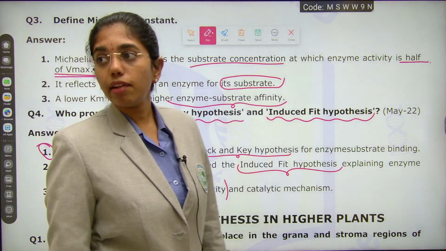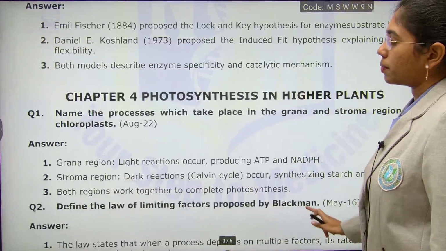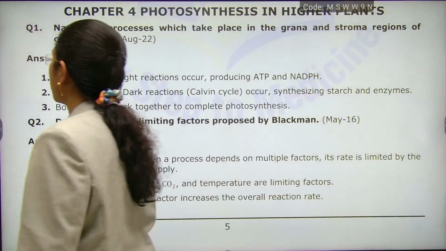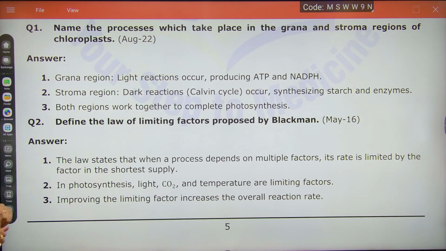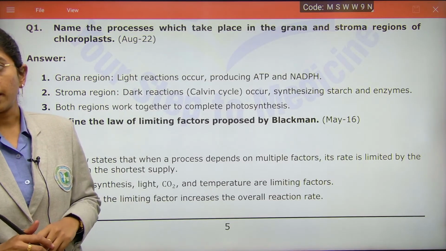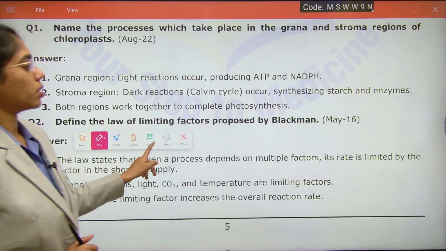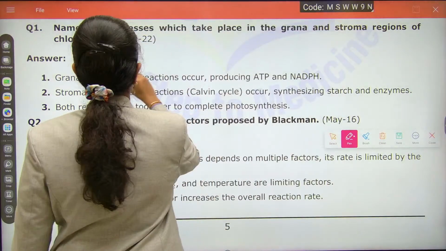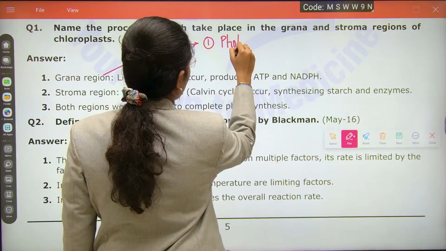And then we will move on to photosynthesis in higher plants. Name the process which takes place in the grana and stroma regions of the chloroplast. In the grana regions, light reactions will occur. Here you can also mention the 3 steps that happen in the light reaction. First is absorption of light in the form of photons.